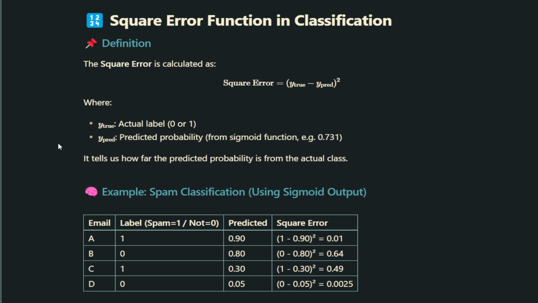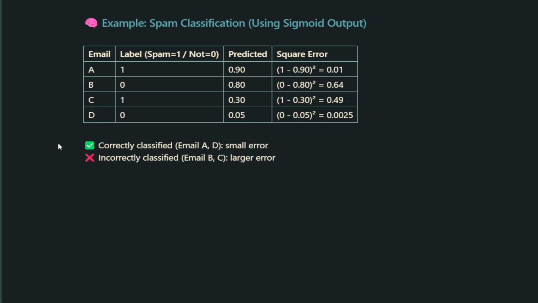Let's understand this with the same spam classification example. Email A is spam, label is 1, prediction is 0.90. So the error is 0.01. That's a very small error. Email B is not spam, label is equal to 0, but the prediction was 0.80.